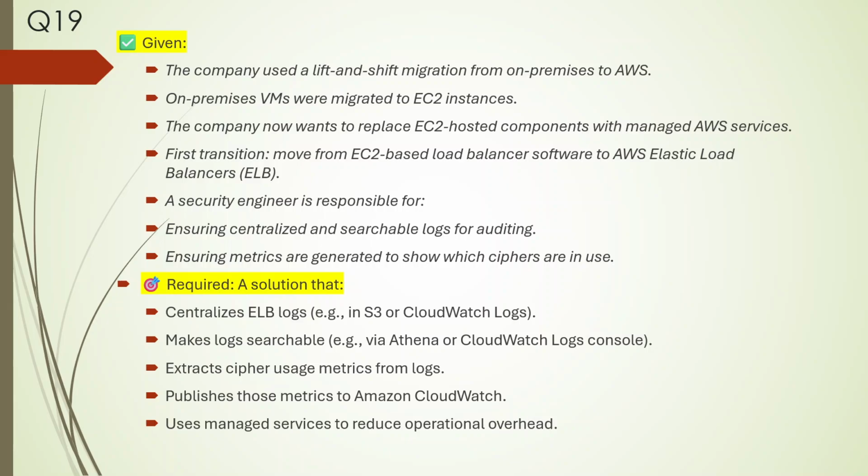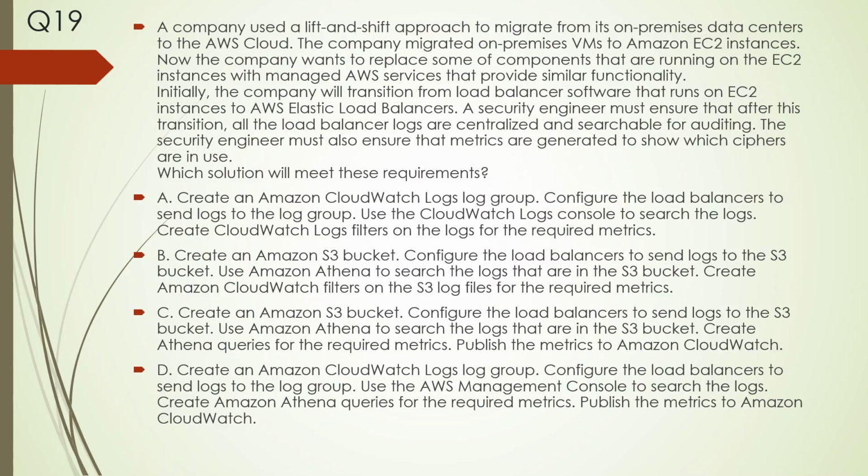They require a solution that centralizes ELB logs, such as S3 or CloudWatch Logs. Make logs searchable via Athena or the CloudWatch Logs console. Extract cipher usage metrics from logs and publish those metrics to Amazon CloudWatch. Use a managed service to reduce operational overhead.